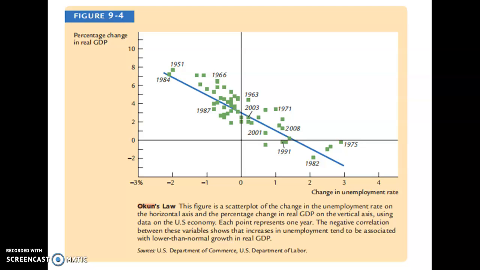In this scatter plot, each point represents the data for one year. The horizontal axis represents the change in the unemployment rate from the previous year, and the vertical axis represents the percentage change in GDP. This figure clearly shows that year-to-year changes in the unemployment rate are closely associated with year-to-year changes in real GDP.